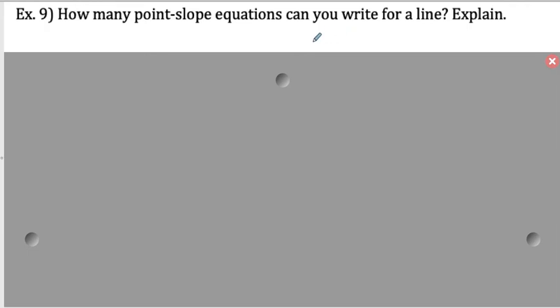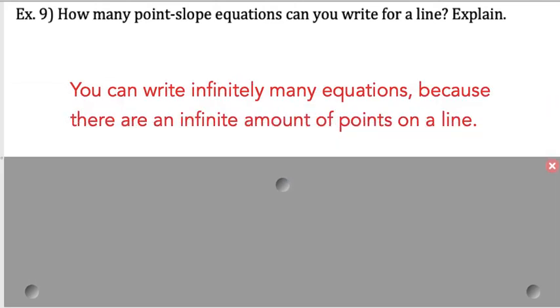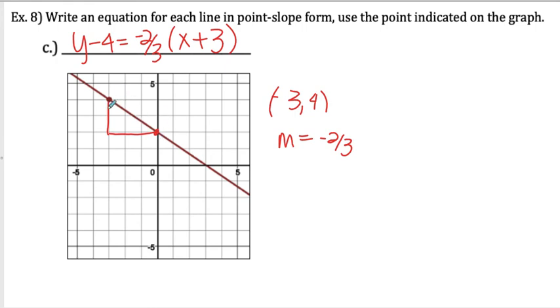How many points on a line are there? I would say there's an infinite amount of points on a line. So our final answer here would be that you could write infinitely many equations in point slope form, because there's an infinite amount of points on the line. You would have one slope, but you have an infinite amount of points to pick from. And that's why I have to put a point on the line for you so that we only have one answer to pick from here.